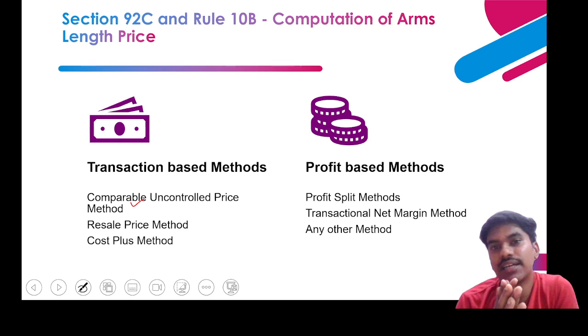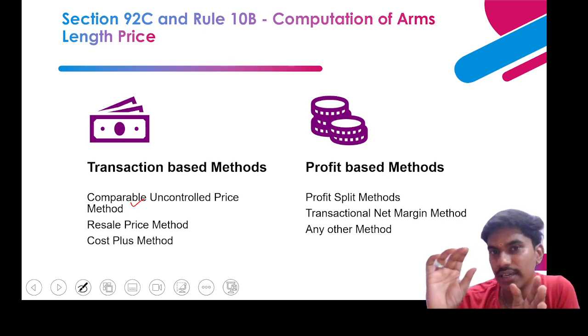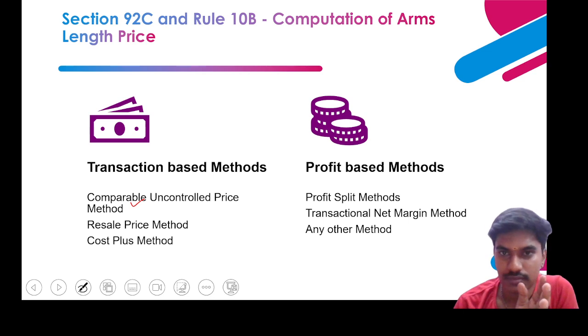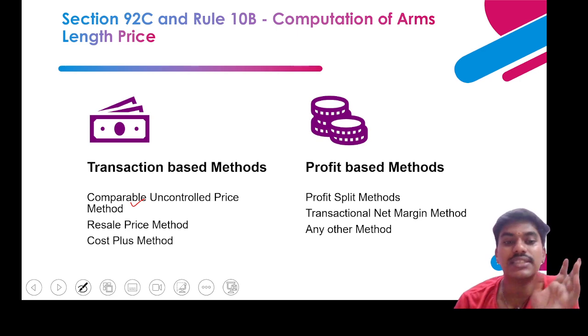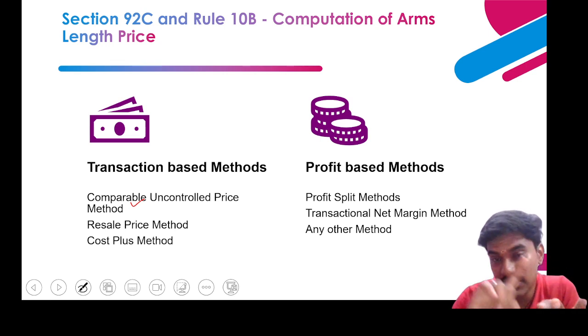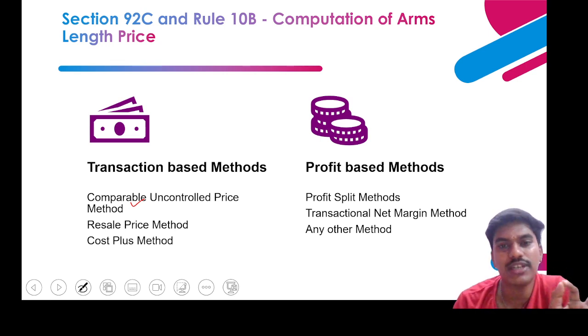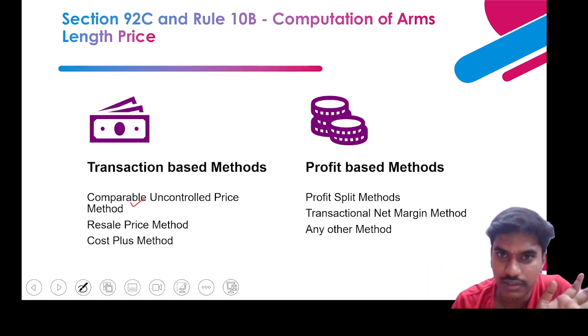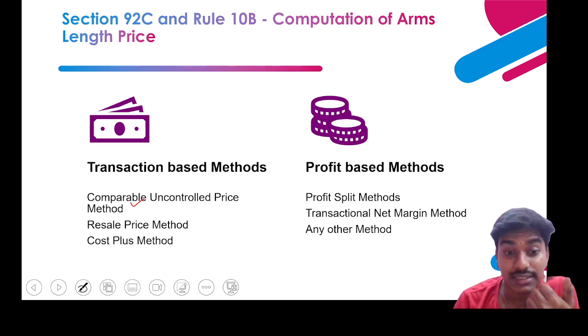Gross profit. Basically, the places where profit is involved are two: resale price method and cost plus method. In both of these places, we were testing gross profits. Gross profit is only for a transaction, only direct cost involved. So that is the reason why it is known as transaction based methods.